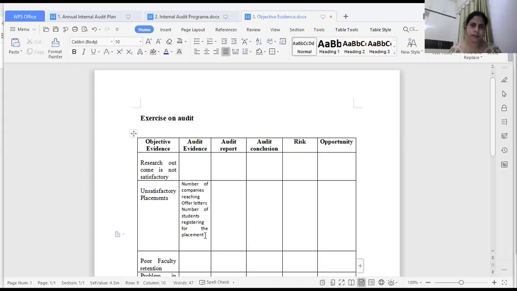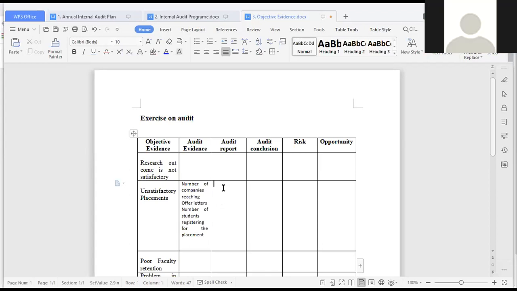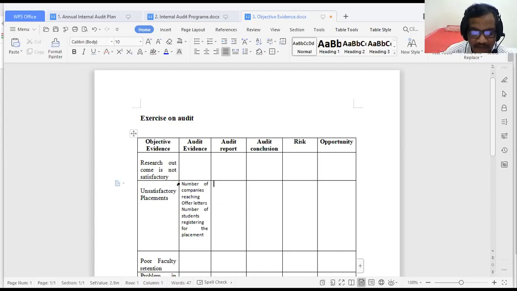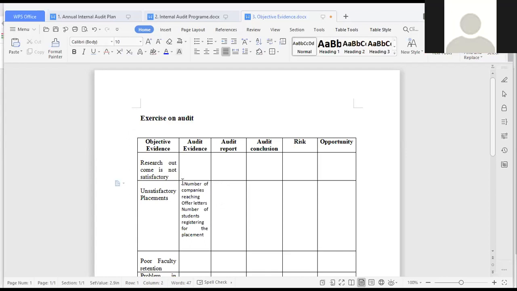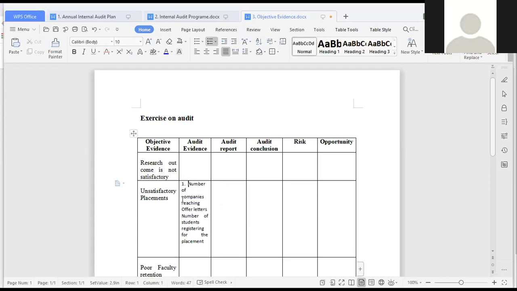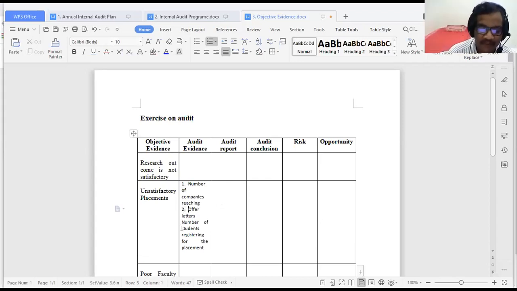Yes. Let's go ahead. Can we have it numbered or bulleted or something of that sort so that we will understand it better? Number 1, number of companies reaching. Number 2, offer letters. Number 3, students registering. So our talk will be very specific in that case.